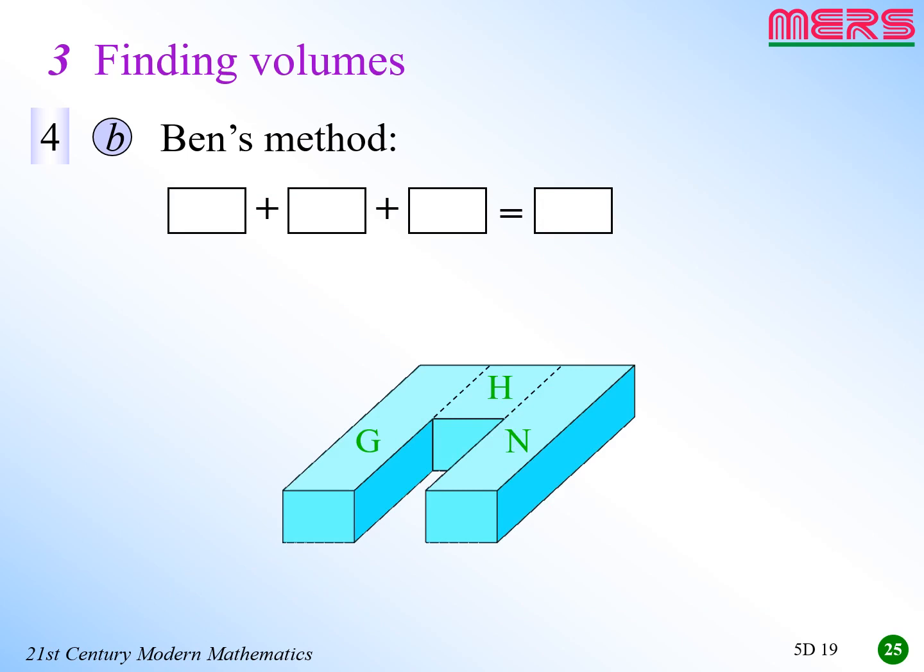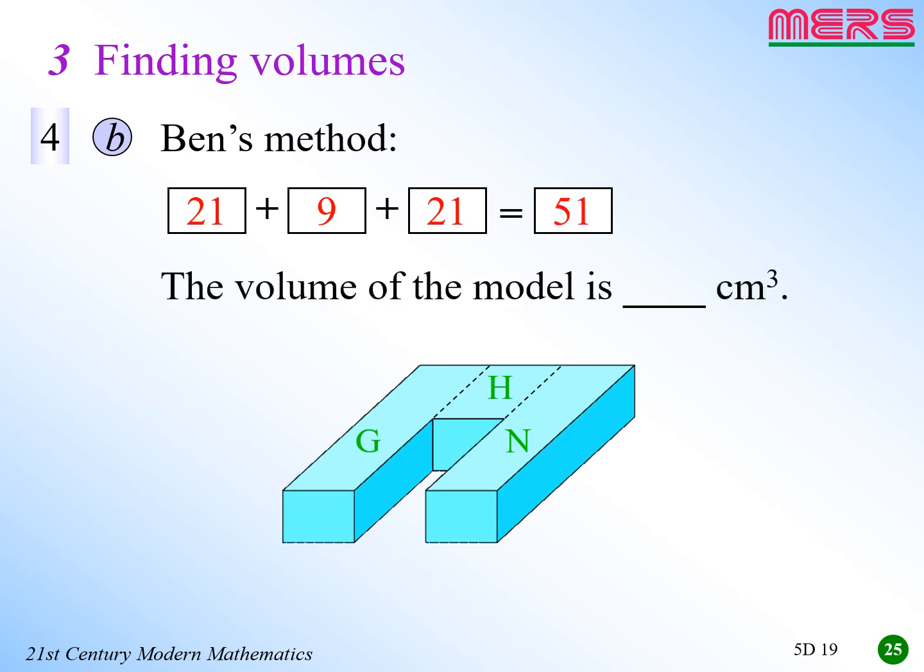Adding the three cuboids G, H, N together, that is 21 plus 9 plus 21 equals 51. The volume of the model is 51 cubic centimeters. The answer is the same as John's method, right? Of course, it must be the same because they both are calculating the same object. The methods they used could be different, but the answer should be the same.